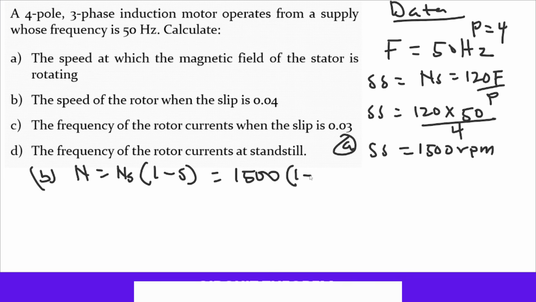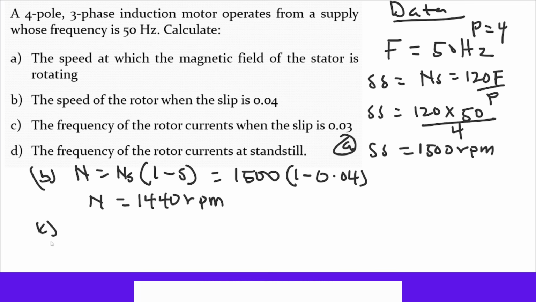Multiplied by 1 minus the slip, and here the slip is 0.04. It means that our speed will be equal to 1440 RPM. Okay.